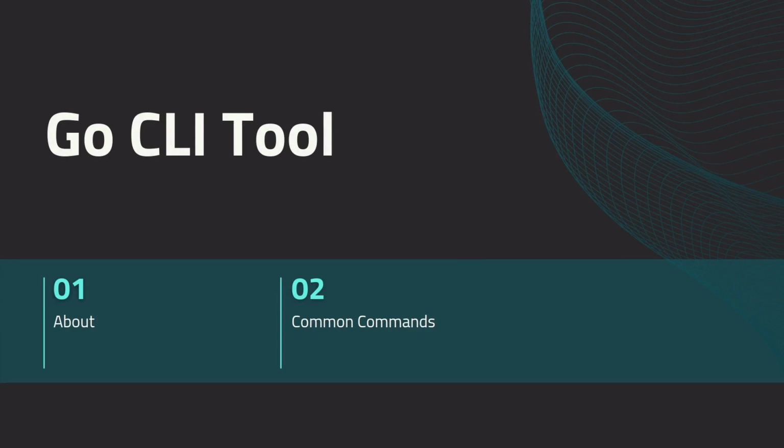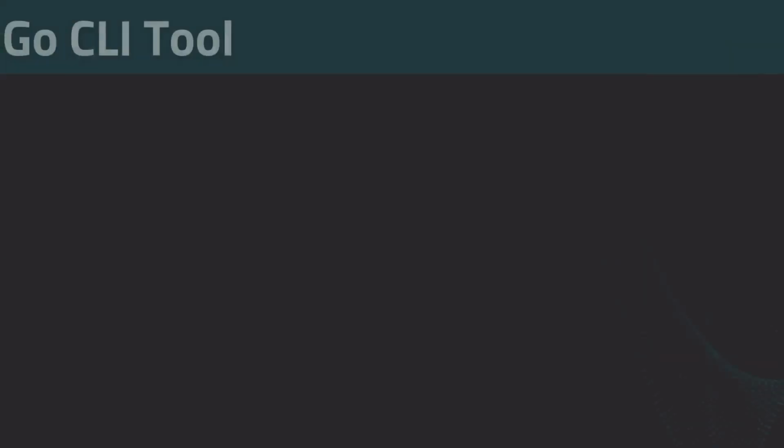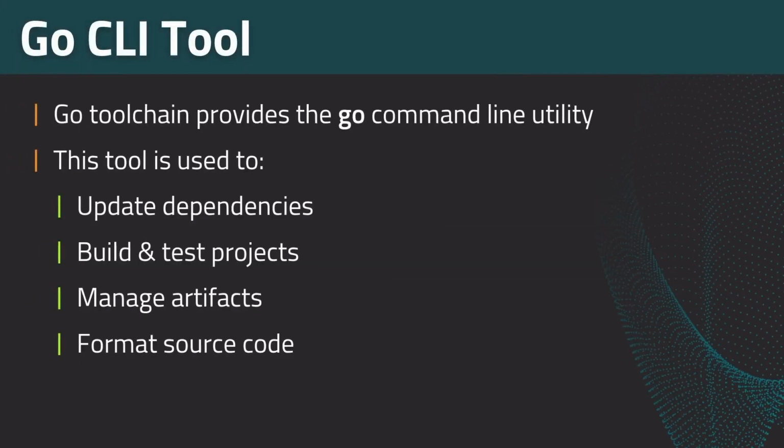In this video, I'll be discussing the Go CLI tool, along with a few of the common commands that we'll be using throughout the course. The Go toolchain provides the Go command line utility. This tool is used to update dependencies, build and test projects, manage build artifacts, and format source code. So basically, everything you need to do to work on a Go project, the Go tool will help you out.